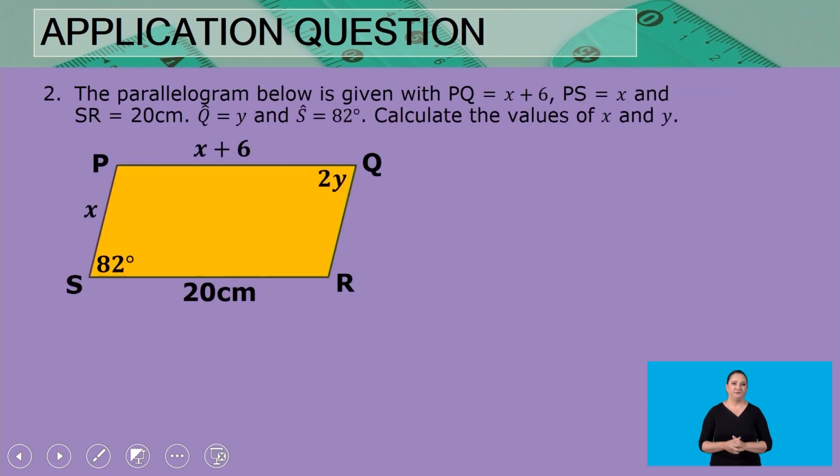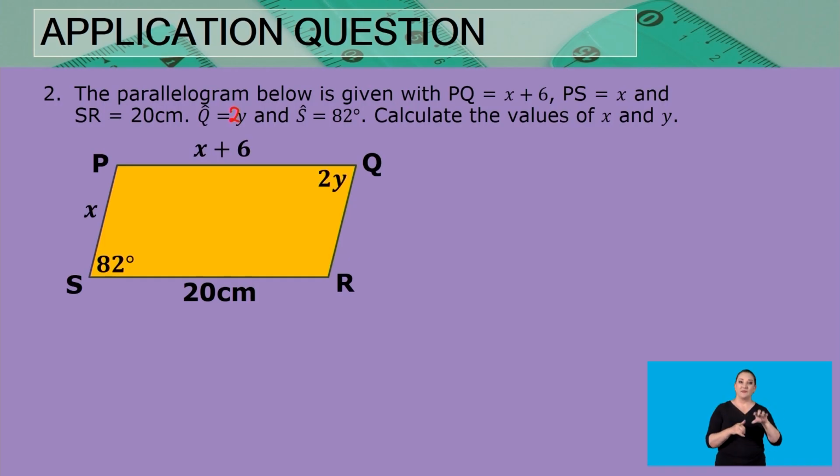Now the next question says there, a parallelogram below is given with PQ is equals to x plus 6, PS is equals to x, and SR is equals to 20 centimeters. Q is equals to 2y, not y, that is an error there, but Q is equals to 2y and S is equals to 82 degrees. Now calculate the values of x and y.